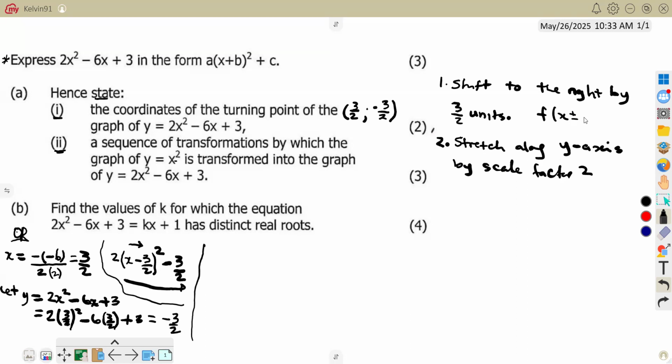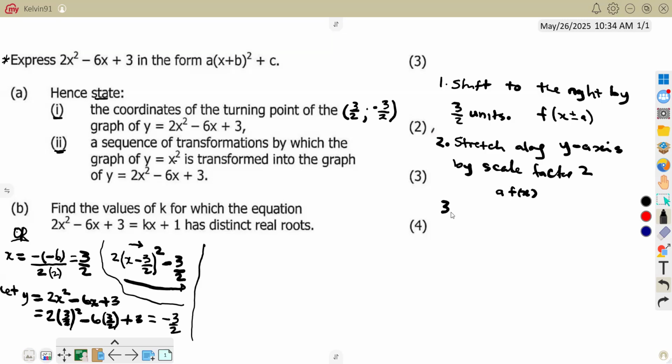If we check this one, it takes this form f(x plus or minus a) for horizontal shifts. If it's plus, it's going to the left. If it's minus, it's going to the right. You'll be coming from f(x). Then this one takes this form a f(x), where we now have this graph, then we multiplied by 2. So it means it's a stretch along the y-axis by the scale factor 2.